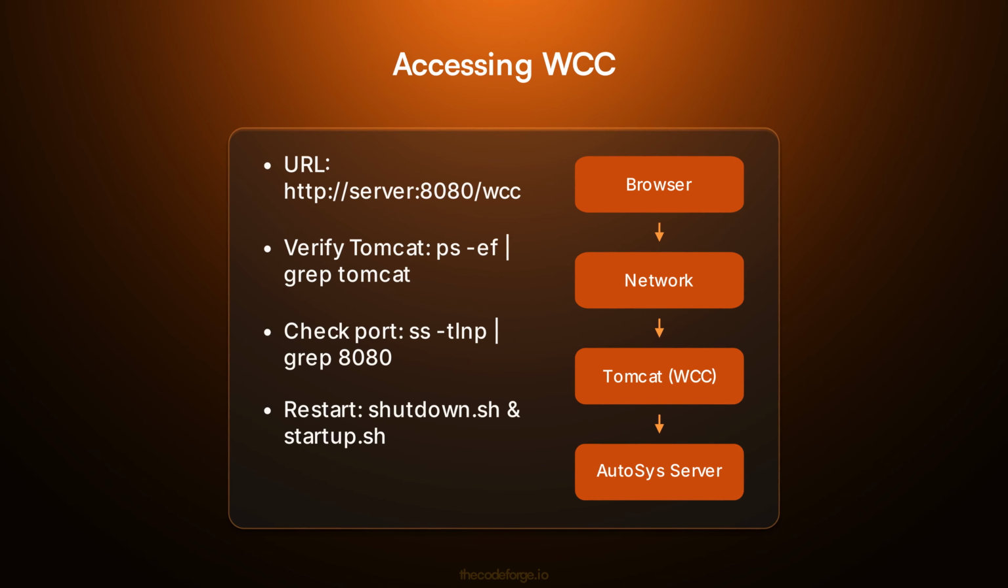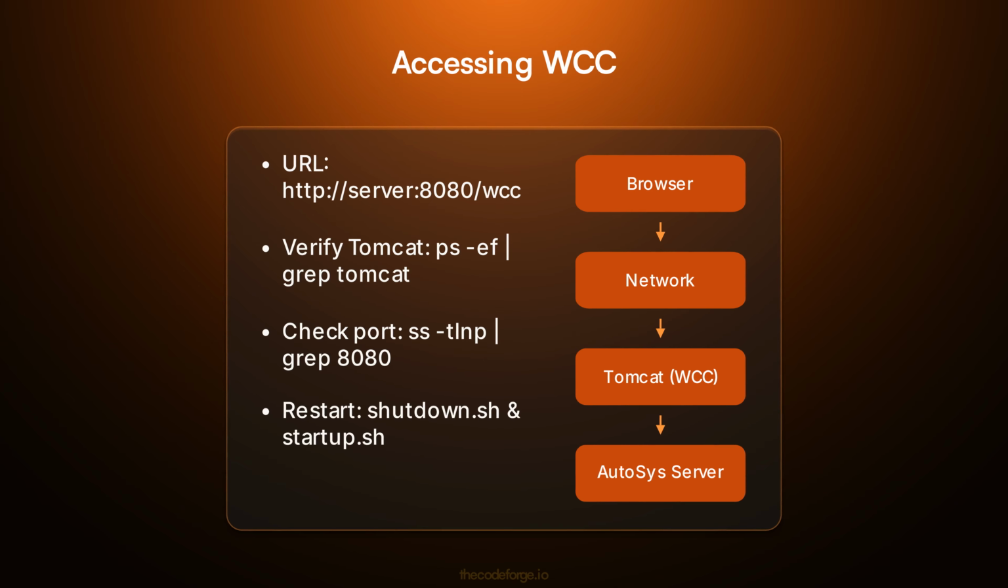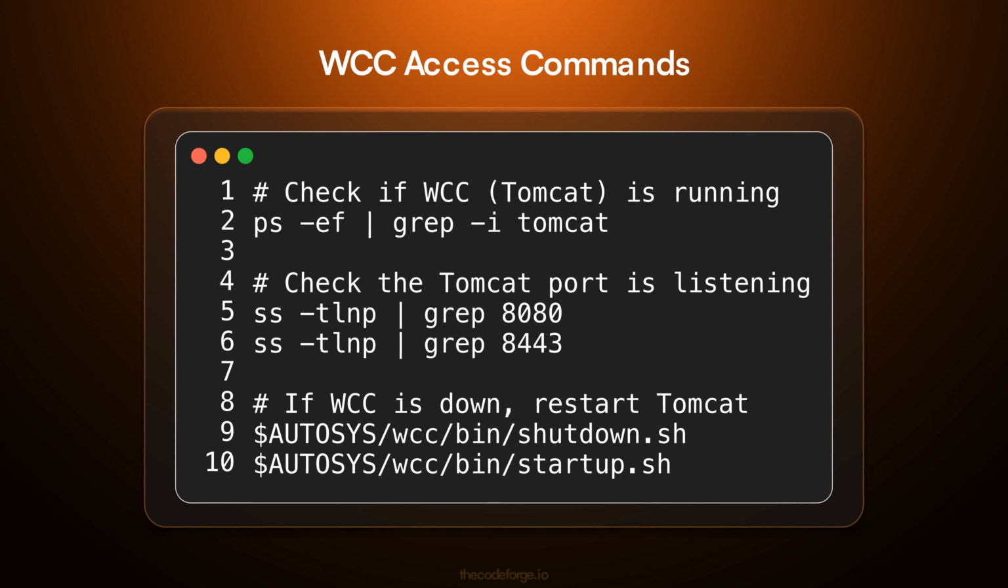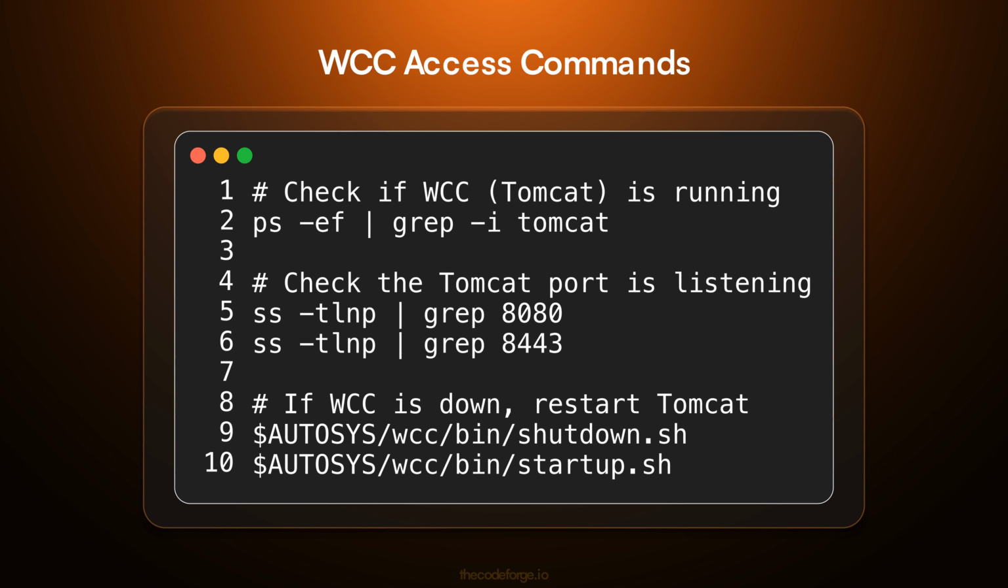WCC runs on the AutoSys application server. The default URL is http://AutoSys server:8080/WCC. Before you access it, make sure Tomcat is running. You can check with ps and ss commands and restart it using the scripts in AutoSys/WCC/bin/. Here are the commands to check if WCC is running and restart it if needed.